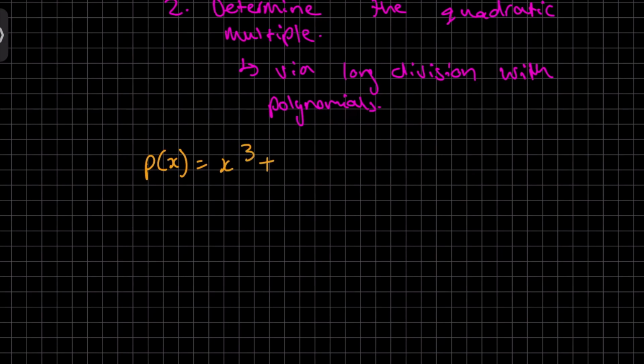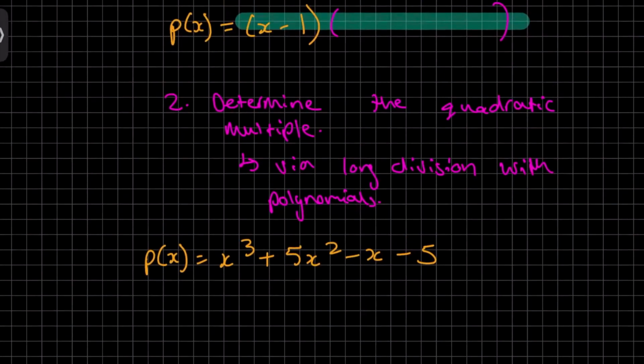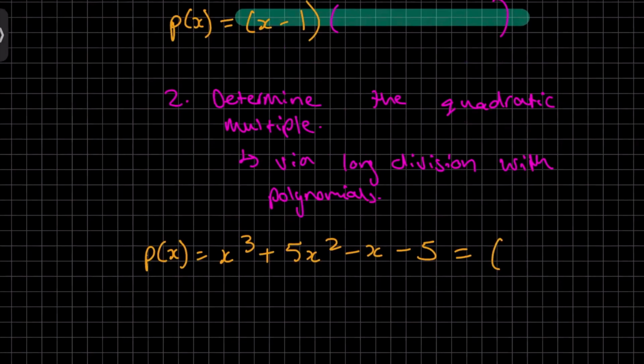So we know that p of x in its expanded form will be x to the power of 3 plus 5x squared minus x minus 5. This was the original equation given to us. We know that one of the factors in its factorized form would be x minus 1, and it will be multiplied by an unknown quadratic. Our job is to determine this unknown quadratic.